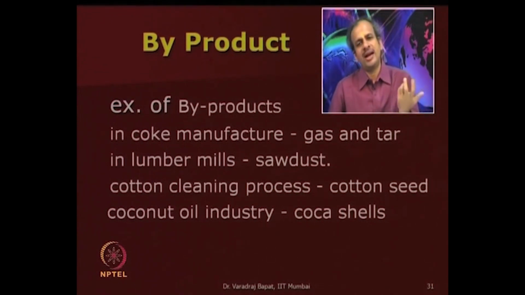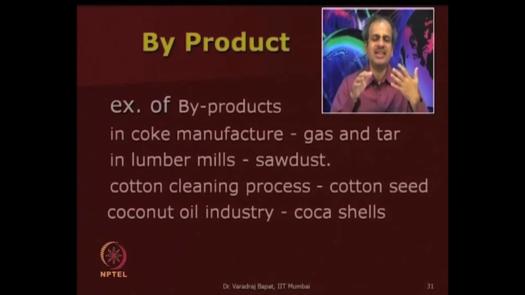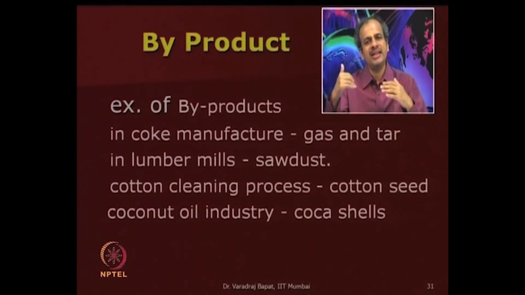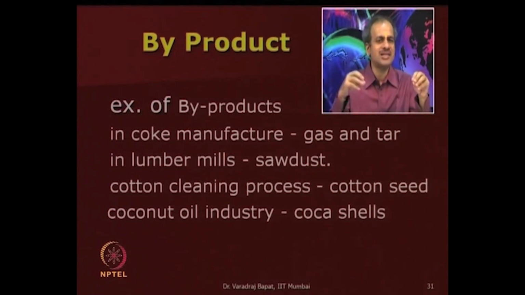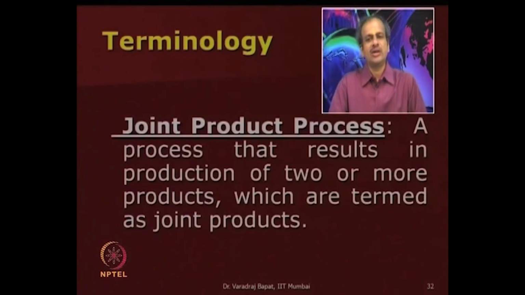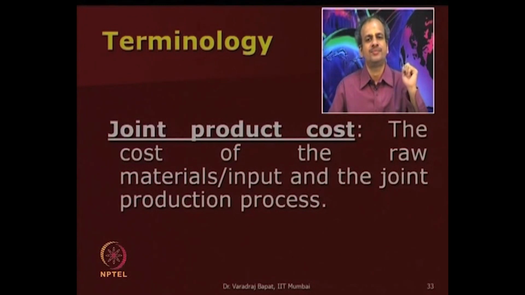So a variety of examples can be given. In fact, most of the manufacturing processes do give some scrap or some minor important products. They are considered byproducts. So here are some of the important terminologies. Any process that generates two or more equally or equivalently important products, such products are called joint products, and that process is called a joint product process.